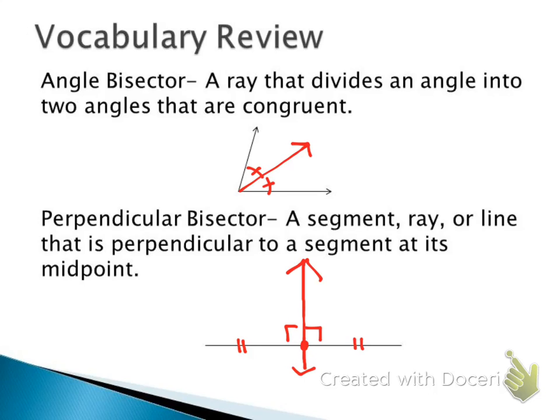So you will see a lot of both of these. About half the questions are angle bisectors. About half the questions are perpendicular bisectors. Remember, angle bisectors just cut the angle in half. Perpendicular bisectors cut the line segment in half, and they form right angles. Any questions on this? This is just a review, like I said.